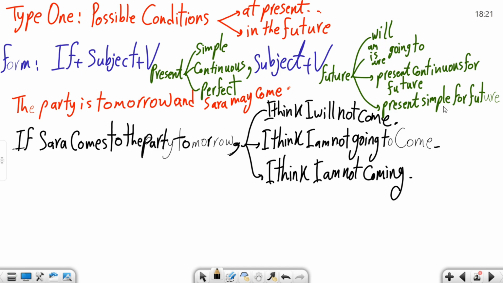And we talked about 4 types of future. Again, you can always go back to some classes which were allocated to discuss the 4 types of future and the present simple, continuous, and perfect. How can we differentiate them from one another?